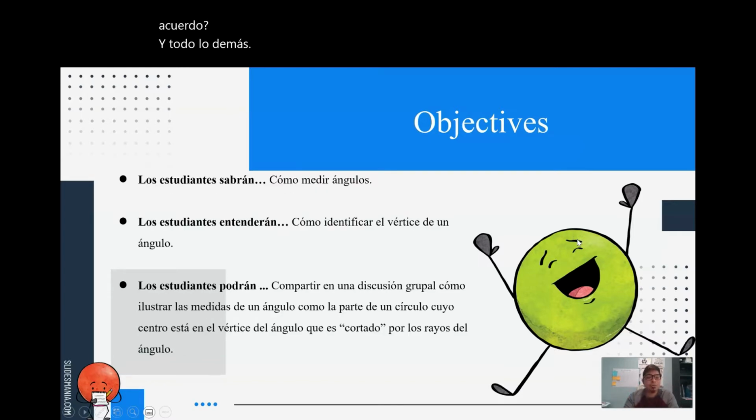Here it is in Spanish if you need it. Make sure you copy down these objectives, alright?